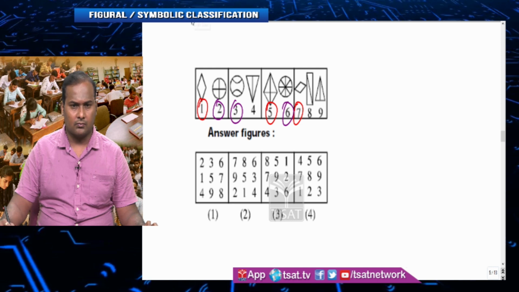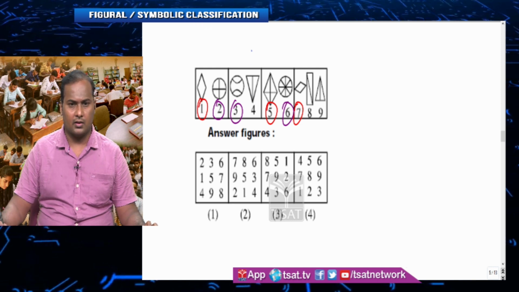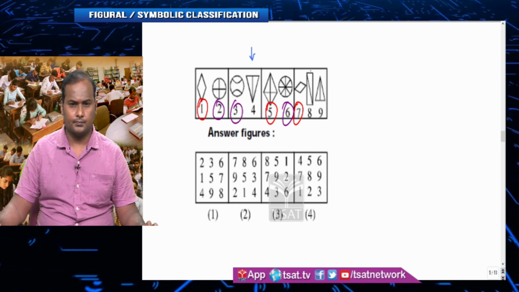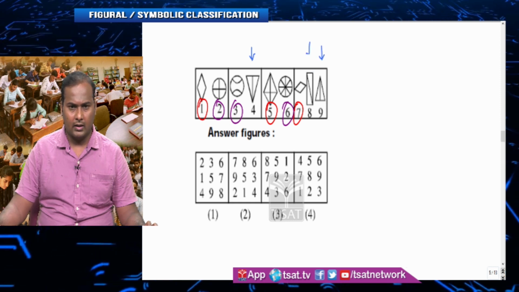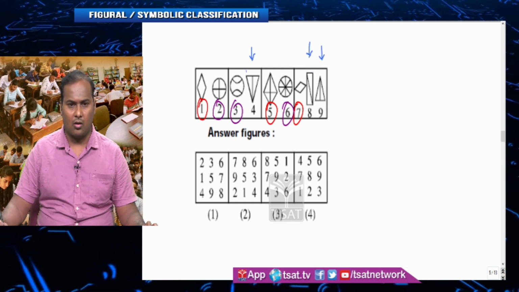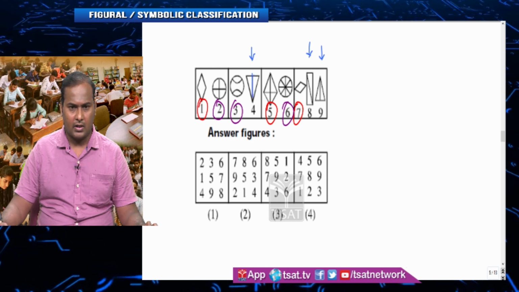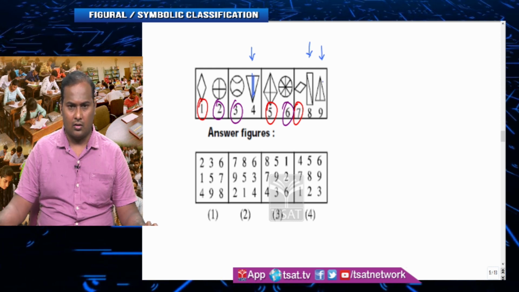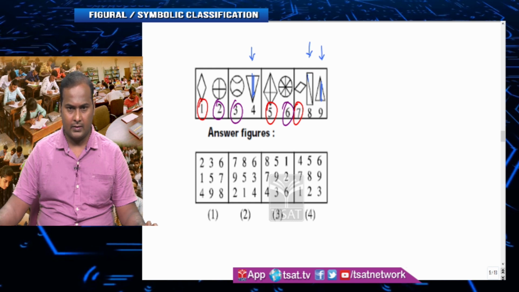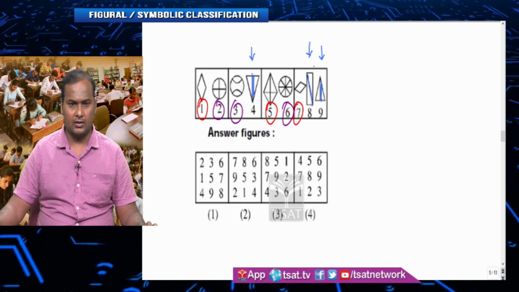The next group, the remaining one, is now 4, 9 and 8. So what is the common character here? The common feature is that a line is passing through the center in all these figures.